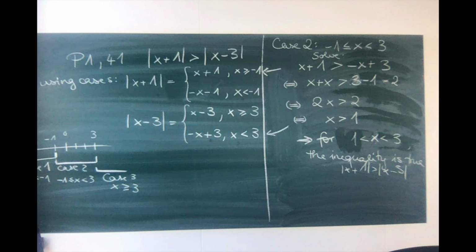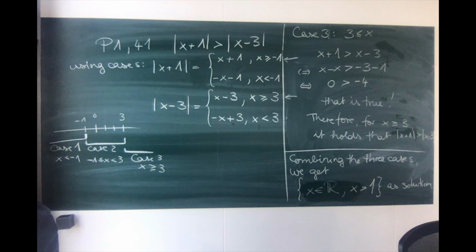So from the second case, we figured out that the inequality, absolute value of x plus 1 greater than absolute value of x minus 3, is true for all x between 1 and 3. Last case, x is greater or equal than 3. Exactly same story again. What are the forms of the absolute values that it takes for x greater than 3? That is x plus 1 and x minus 3. So we write that for the inequality, resolve it and get 0 is larger than minus 4. And that is true. So that tells us for all x that we considered here, for all x greater or equal to 3, our inequality is true.